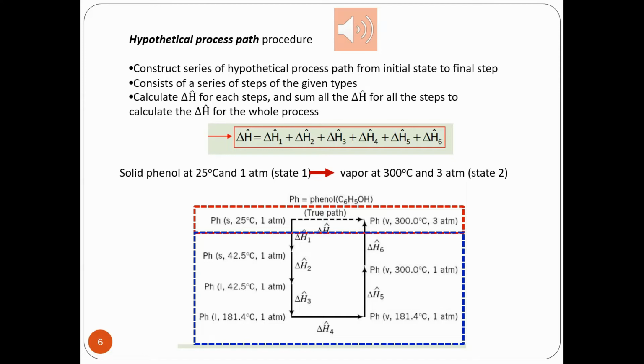In this figure, the red box shows the real process or the true path, from point 1 to point 2, from state 1 to state 2, or from initial to final. The blue box shows the step by step hypothetical process path that you're going to have. Here you're going to have 6 changes of enthalpy, because you're going to have 6 steps. We're going to discuss this in depth later.